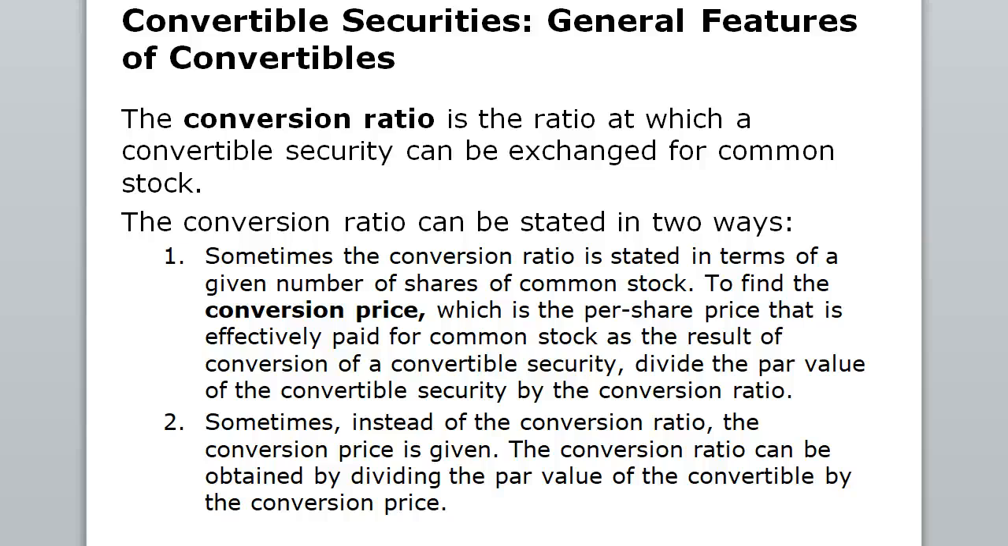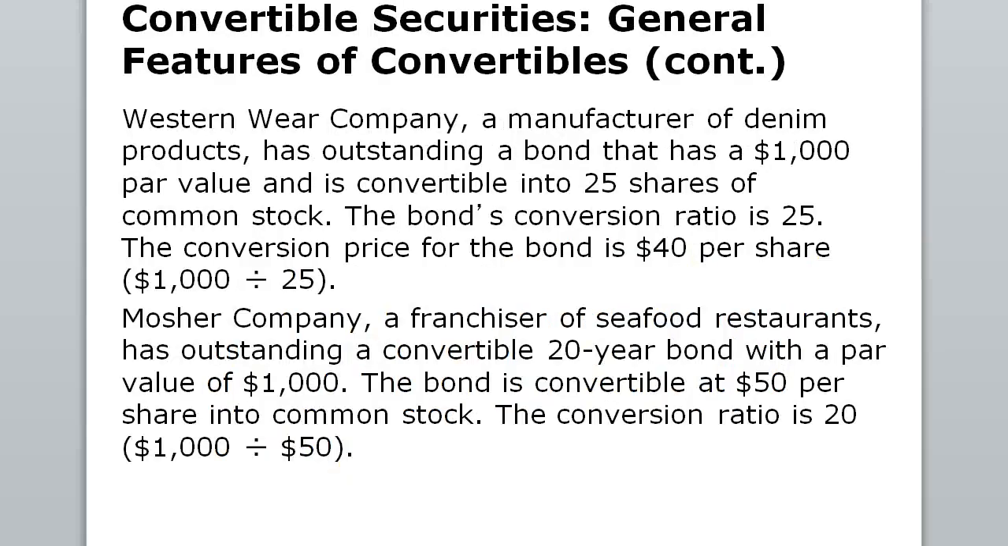Two, sometimes instead of giving the conversion ratio, the conversion price is just given. So the conversion ratio can be obtained by dividing the par value by the conversion price. Either way, the conversion price is sometimes simpler. You just know the price at which you can buy the common stock. Or the conversion ratio can sometimes be an advantage if the price of the asset goes up, because you can get more shares of stock. So let's look at these examples here.